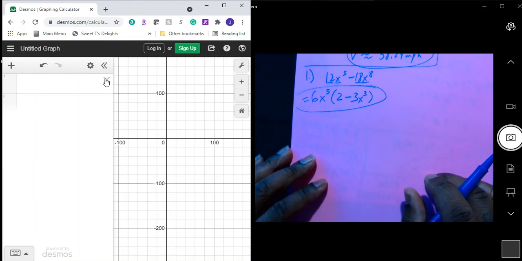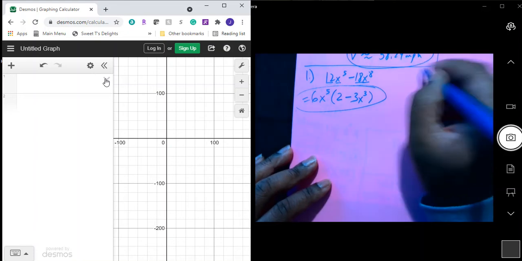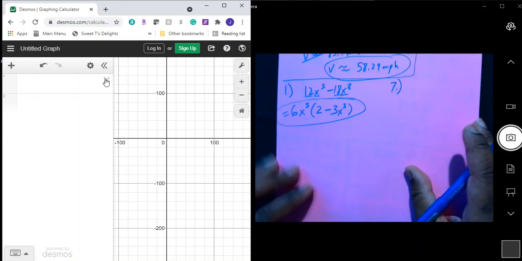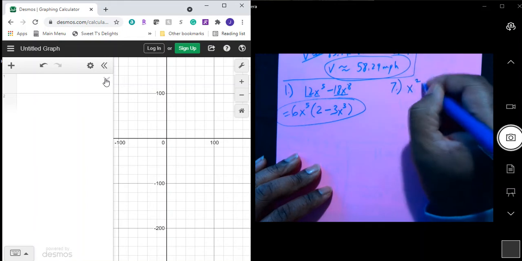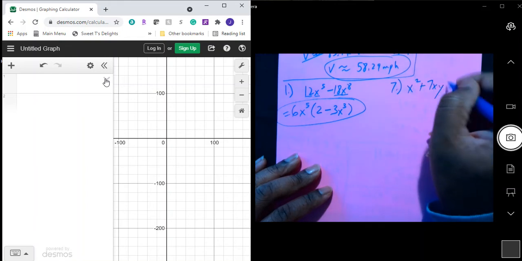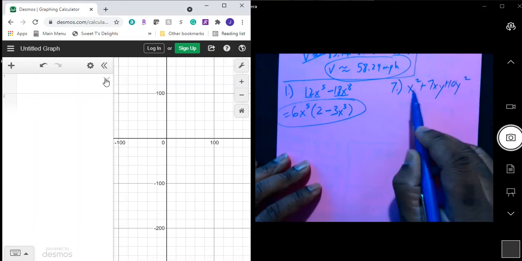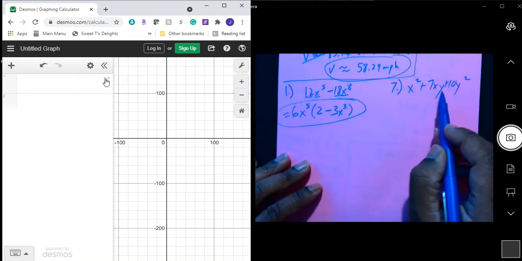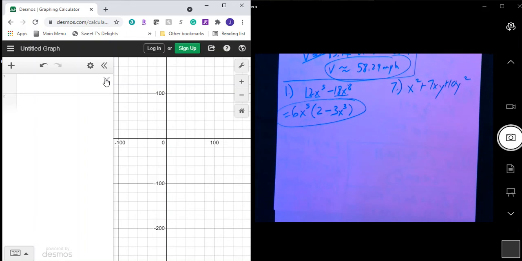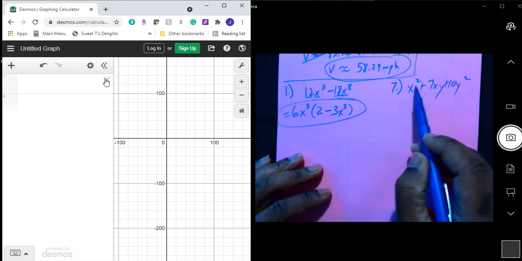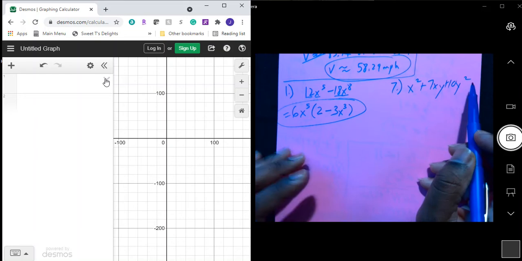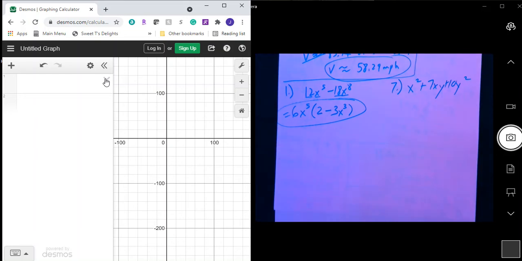Okay, that's number 1. Now we go here to our next, number 7. Number 7, we had x squared plus 7xy plus 10y squared. It says completely factor the polynomials. Remember to look for the GCF first. So we go through all 3 of these terms, and we see if we have a GCF besides positive 1. X squared, 7xy, and 10y squared only has positive 1 in common.